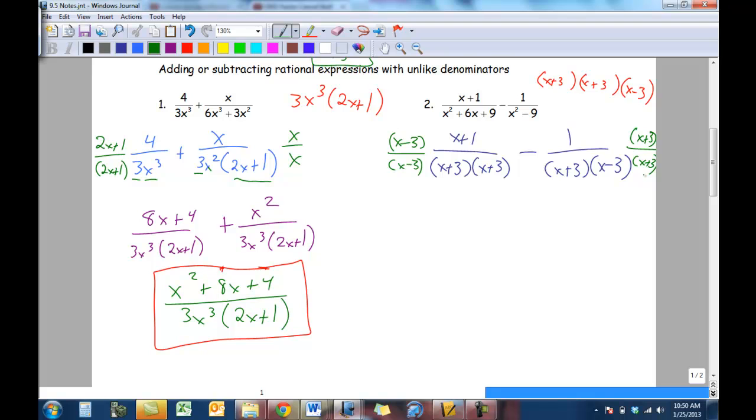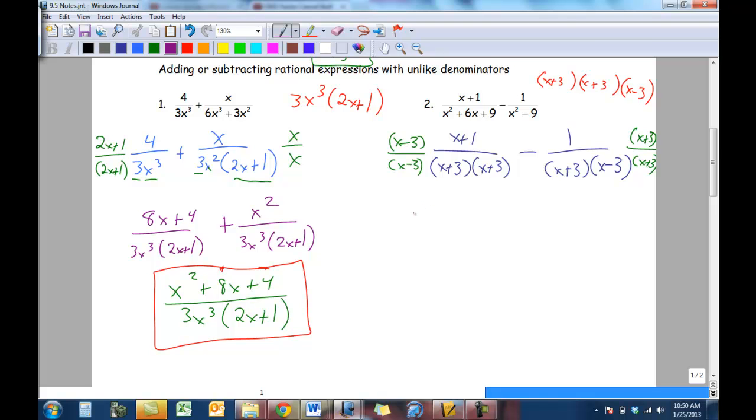Alright, now here's the thing. Well, let's go for it. We need to multiply the top, FOIL it out. Now, here's the thing. We're not going to FOIL out the bottom. Only going to FOIL out the top. Alright? The bottom is all set.